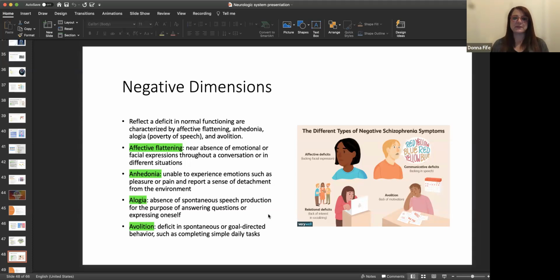Alogia is the absence of spontaneous speech production for the purpose of answering questions or expressing oneself. And avolition is just a deficit in spontaneous or goal-directed behavior, such as completing simple daily tasks.